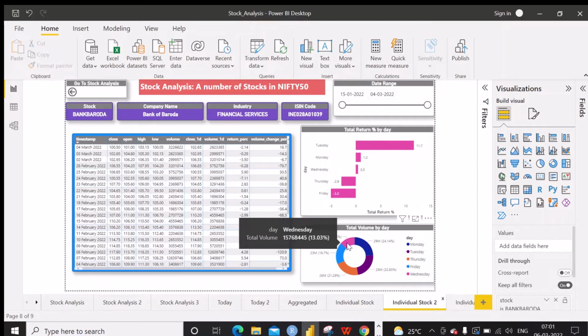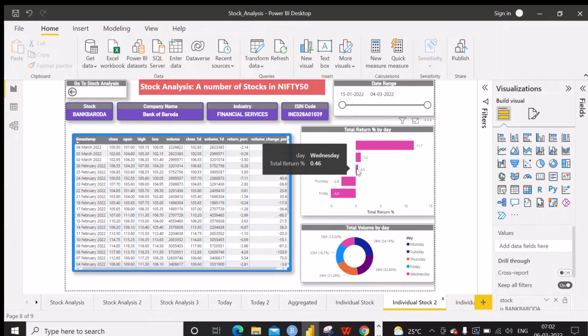On Wednesday, the transaction volume is very low. On that particular day, the acceleration is also very low, that is, 0.5 percentage return we have got on Wednesdays. So this kind of information and any insights, along with the other details, will help us to understand how the share is performing on different days. Based on that, we can take some kind of decision that would be better.